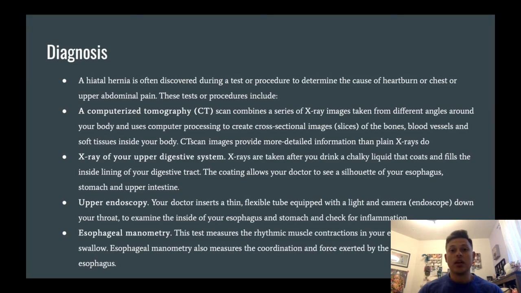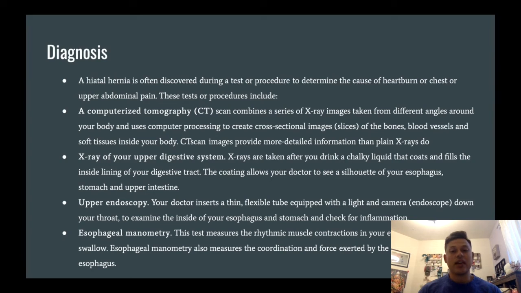CT scan images provide more detailed information than X-rays do. Next up, we have X-rays of your upper digestive system. X-rays are taken after you drink a chalky liquid that coats and fills the inside lining of your digestive tract. The coating allows your doctor to see a silhouette of your esophagus, stomach, and upper intestines. Next up, we have upper endoscopy.